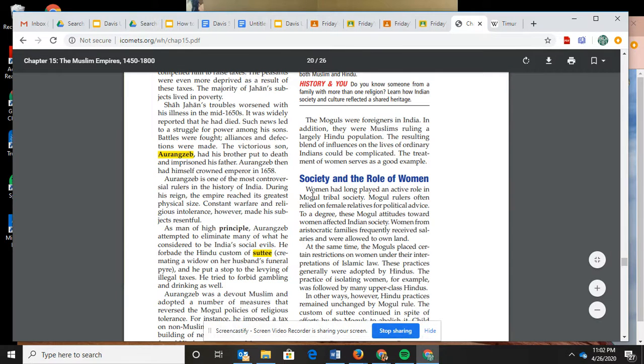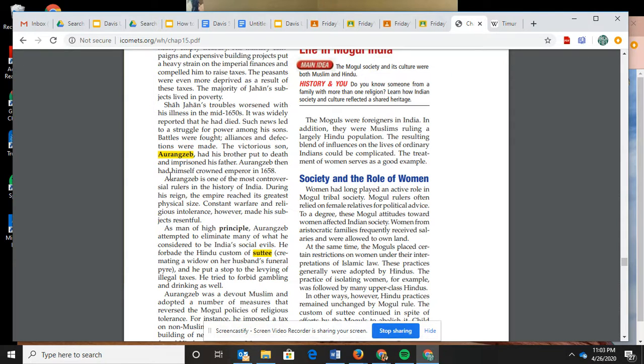So says the victorious son, Aurangzeb had his brother put to death and imprisoned his father. Aurangzeb then had himself crowned emperor in 1658. Aurangzeb is one of the most controversial rulers in the history of India. During his reign, the empire reached its greatest physical size. Constant warfare and religious intolerance, however, made his subjects resentful. As a man of high principle, Aurangzeb attempted to eliminate many of what he considered to be India's social evils.